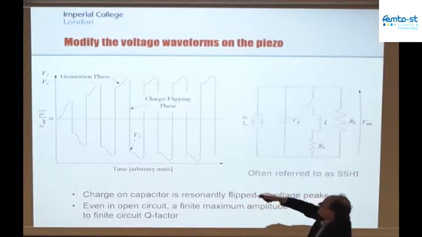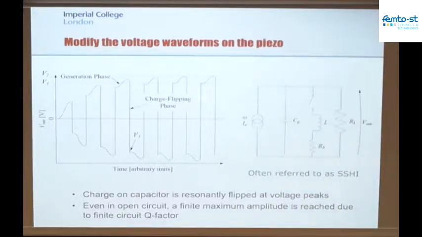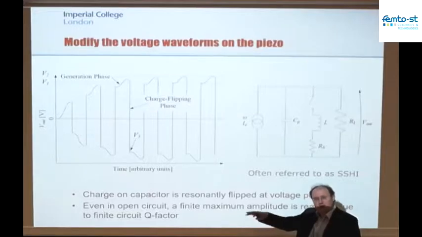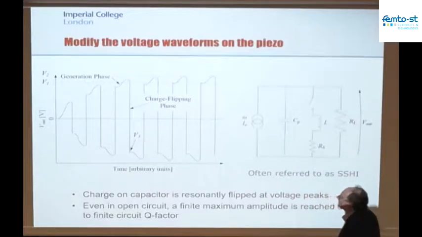And in such a way, I get this increasing envelope here. There's a finite amount that the envelope can grow because of losses associated with doing this charge flipping. But I can get much bigger voltages on the piezo than I would have done if I just allowed it to oscillate in a purely sinusoidal fashion.